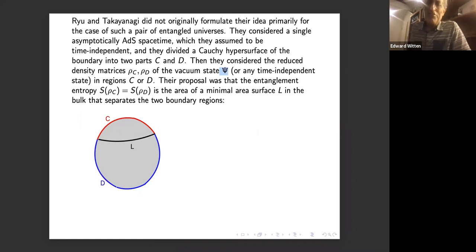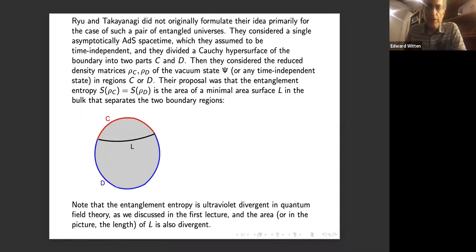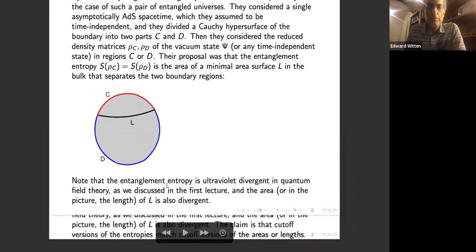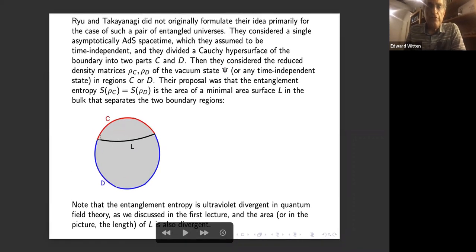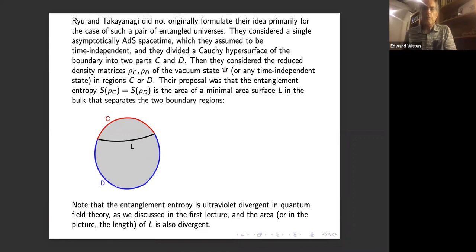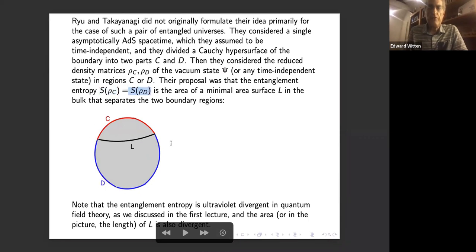Well, it's usually called area in this context, but if it's actually a geodesic, you might prefer to call it length rather than area. But anyway, its length or area, or in higher dimensions volume, is supposed to be the entanglement entropy. Now this is a bit tricky because actually the length of this geodesic is infinite because the boundary is infinitely far away. But remember that entanglement entropy is also ultraviolet divergent in quantum field theory. And here, these entropies are defined in the boundary quantum field theory, which is an ordinary theory without gravity. So these entanglement entropies are, in fact, ultraviolet divergent.